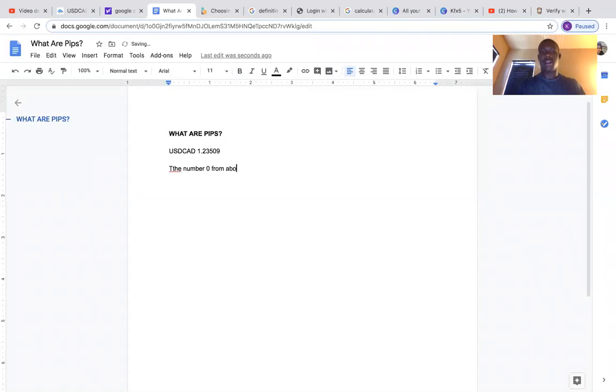The number zero from above is the amount of pips calculated. So let's say I wanted the number to go up 1 pip. The fourth number, zero, right? If I wanted to go up 1 pip, it would be, all right, 1 pip.